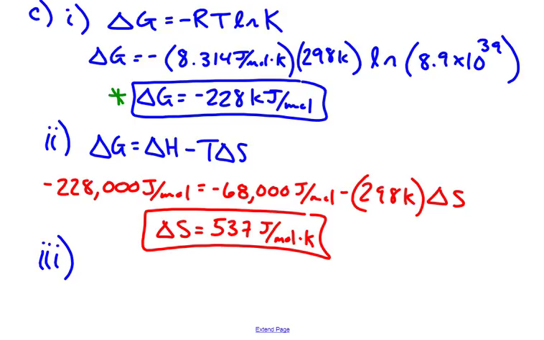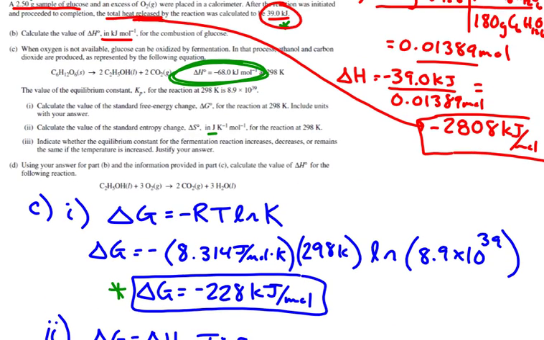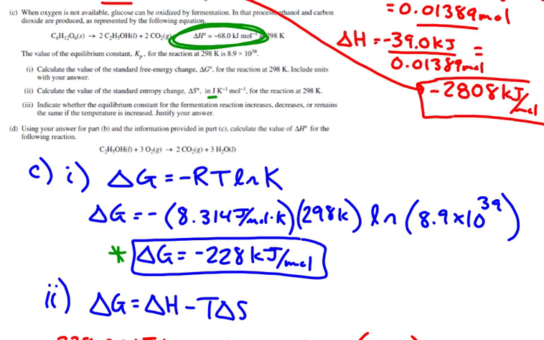That's good. Indicate whether the equilibrium constant for the fermentation reaction increases, decreases, or remains the same if the temperature is increased. Justify your answer. I would love to hear why someone believes one way or the other. So, if I increase the temp, will the equilibrium constant increase, decrease, or remain the same? So obviously it's got to do something. So first off, temperature can affect equilibrium. It's not a blanket statement. When I increase, it goes this way. When I decrease, it goes this way. Anybody want to add a little knowledge to this?